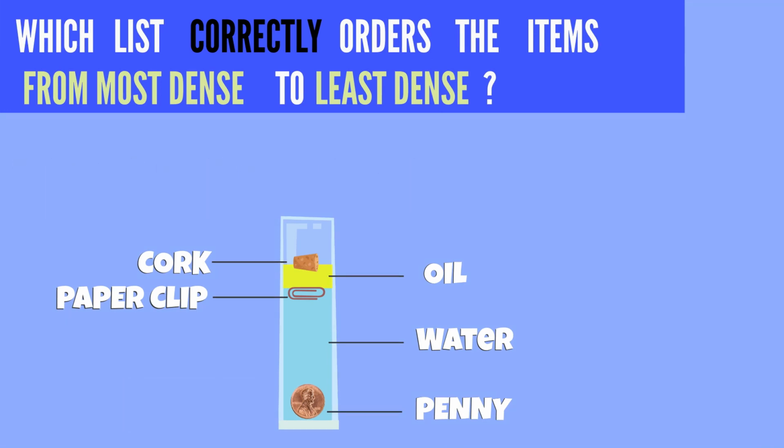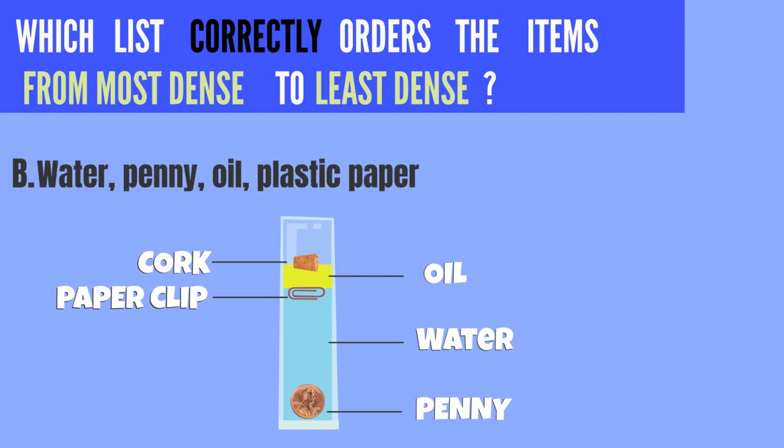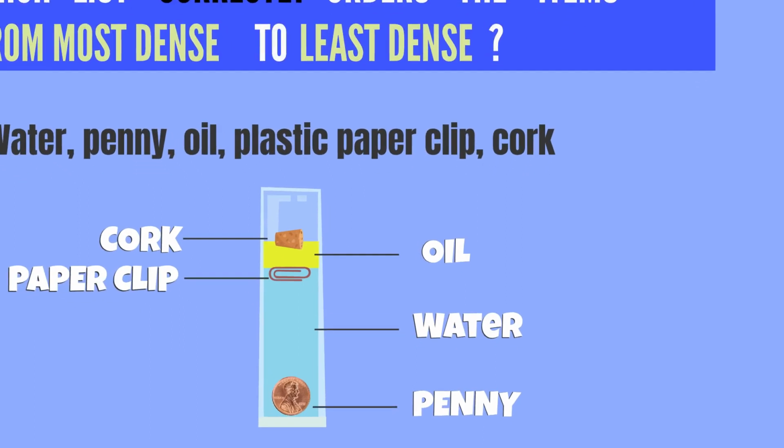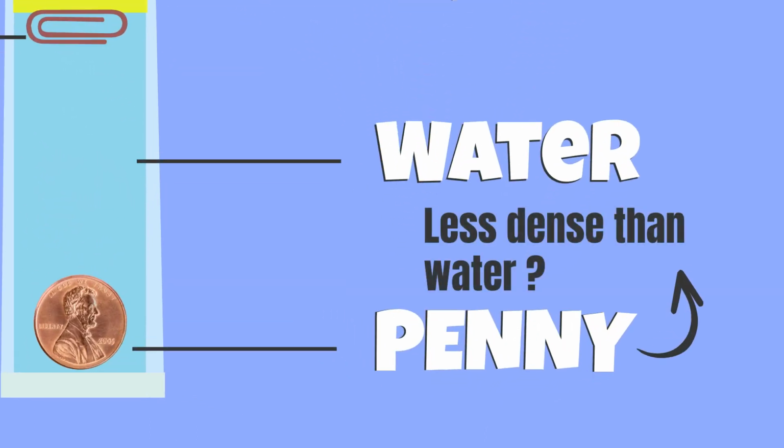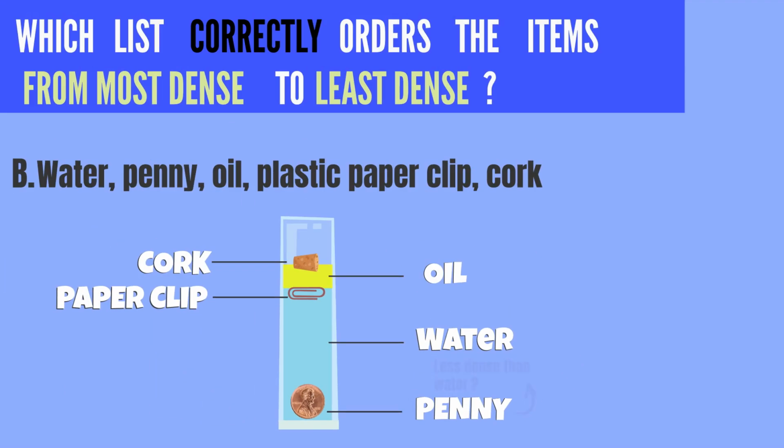Now let's look at option B: water, penny, oil, plastic paper clip, and cork. Consider where the penny ended up. Does it make sense for it to be less dense than water? Which of all the items was the most dense?